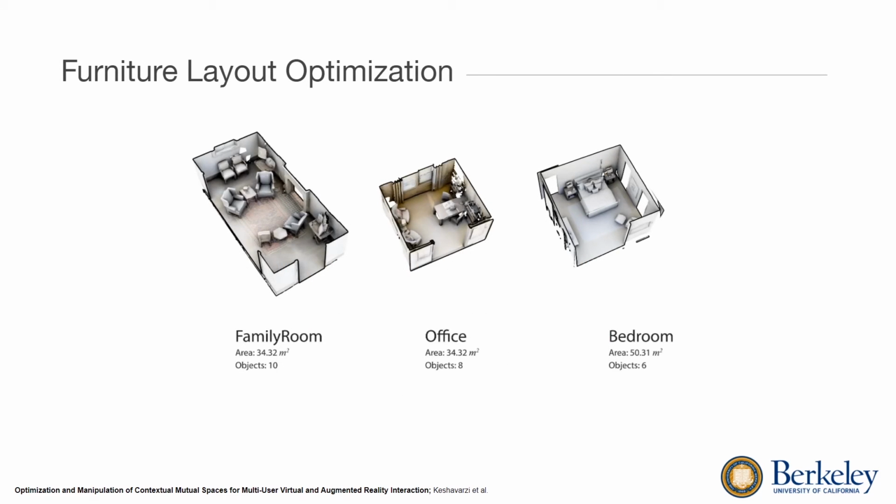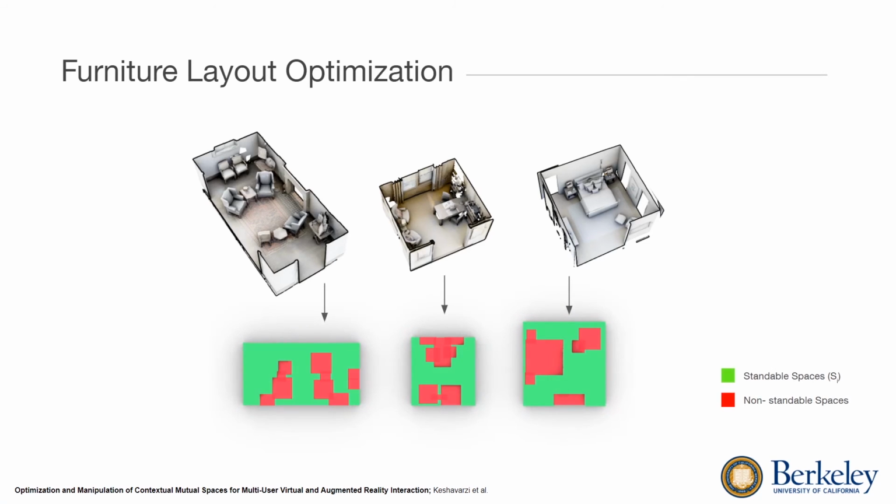Now let's take a look at the furniture manipulation system on a set of Matterport rooms example. Again, we have real-world scenes: a family room, an office, and a bedroom. First, we extract the standable and non-standable spaces using the methods we previously explained. And by utilizing our proposed mutual space identification system, we can locate the maximum mutual ground between these rooms.